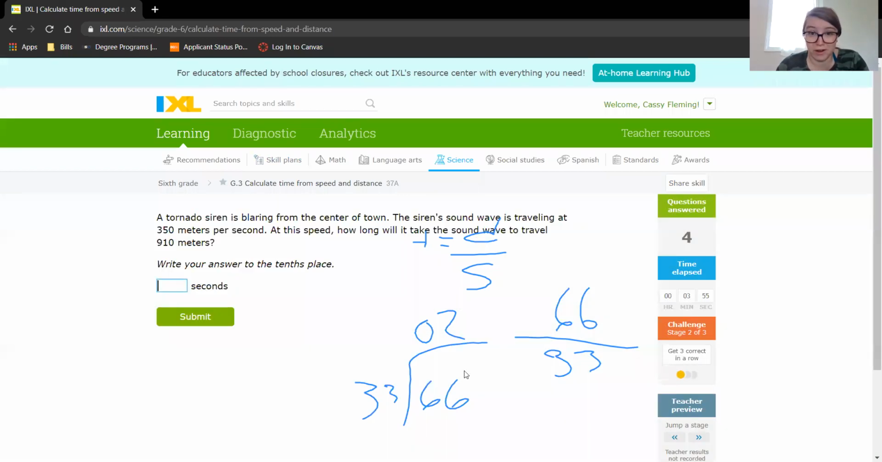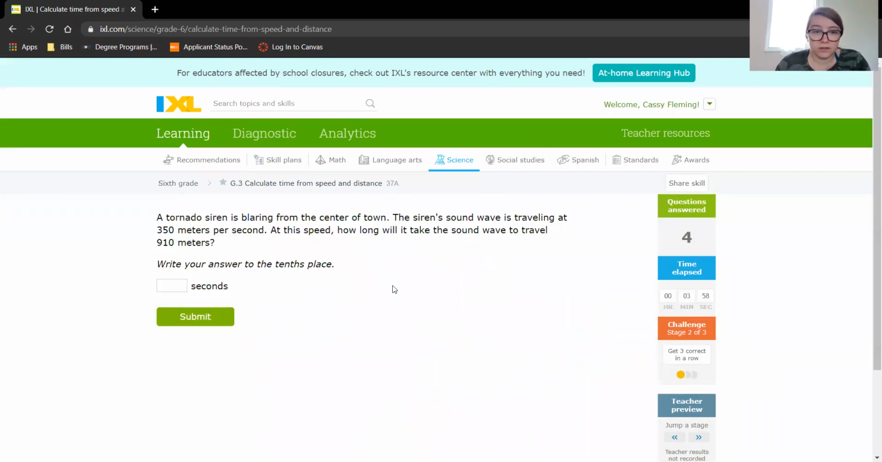Moved us onto stage two already. So now it says we may not have a whole number. It says write your answer to the tenths place, so we know it's not going to evenly divide. Again, time is distance divided by speed. A tornado siren is blaring from the center of town. The siren's sound wave is traveling at 350 meters per second. At this speed, how long will it take the sound wave to travel 910 meters? Write your answer to the tenths place.